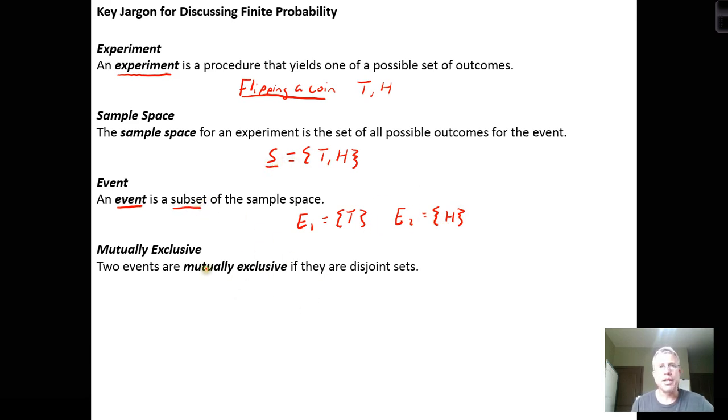And mutually exclusive events are simply events that are members of disjoint sets. So for example, the event of getting a tail is disjoint from getting a head. Those two events can't happen simultaneously. You can't get both a head and a tail, so they're mutually exclusive events. They come from disjoint sets.